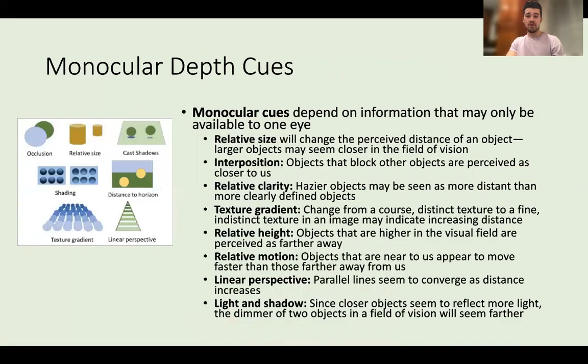But when things are too far to see, or for some reason you can't use both eyes to see, we also can rely on monocular depth cues. They depend on information that may only be available to one eye. And just because you have both eyes available does not mean you don't use monocular depth cues. It just means that these cues only depend on information that is available if you were to only use one lens. There are some examples to the left, and I'll go over these to the right.